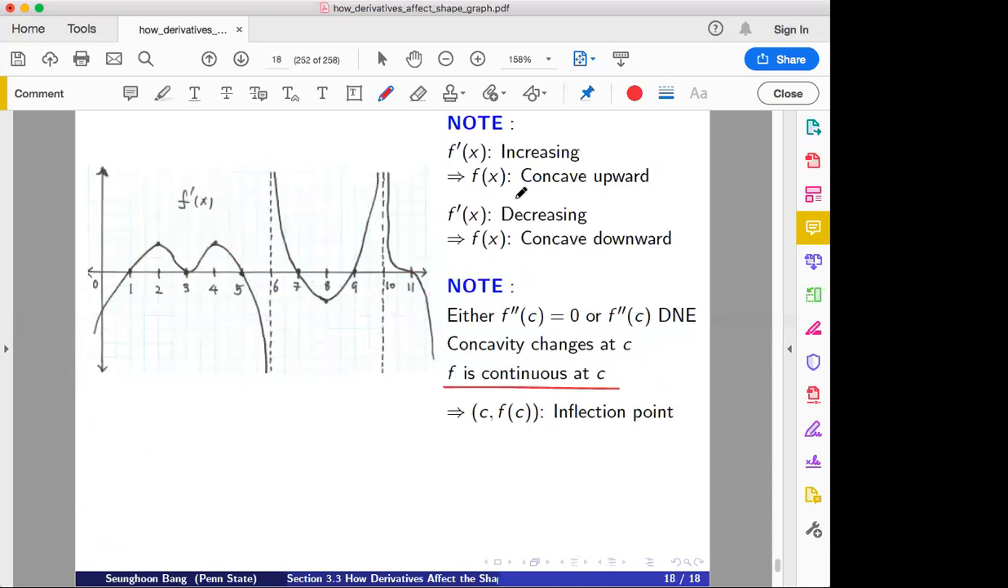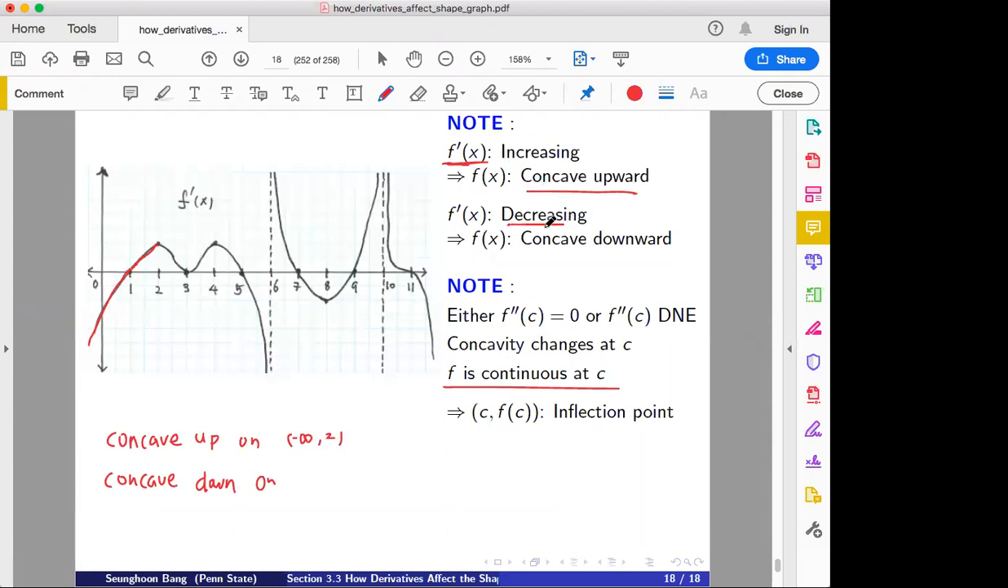So here, we think about concave upward or downward on the intervals. Fine. So what's that? F prime is increasing, concave upward. Here, the graph is increasing from minus infinity to 2. This is an increasing graph, concave upward. We have minus infinity to 2.